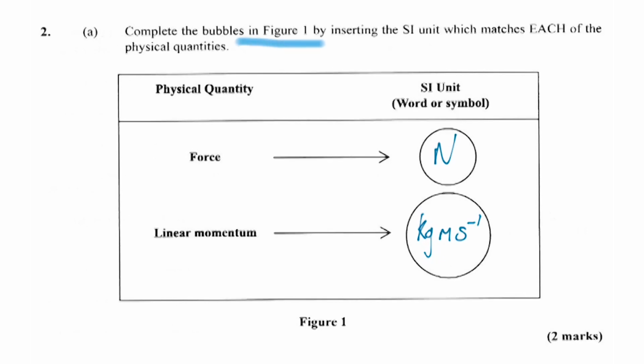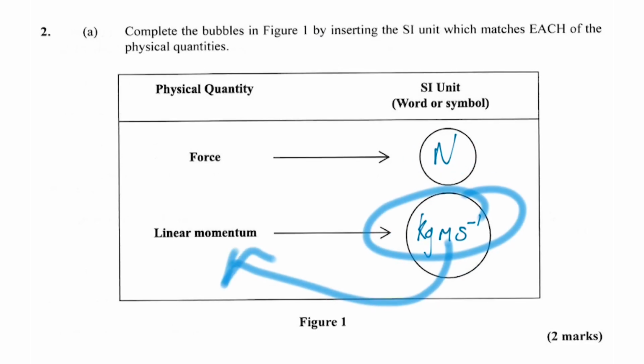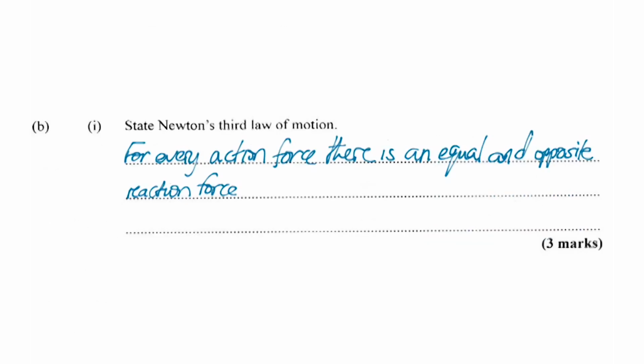Complete the bubbles in figure 1 by inserting the SI unit which matches each physical quantity. Oh, easy: newtons, kilogram metres per second. Go and research this, go and check how I got this. Hint: linear momentum is mv, mass times velocity. So you could go and look up the topic of momentum now. Oh, we're in the next question, question 2.